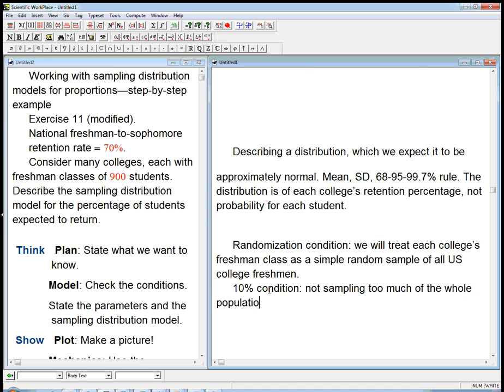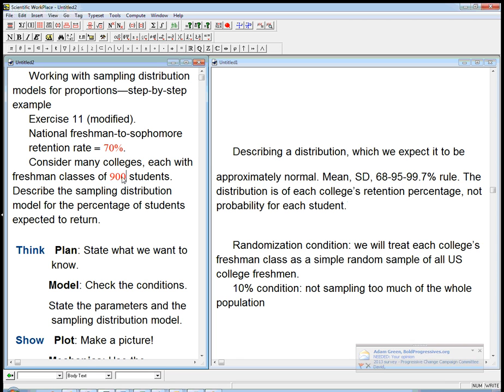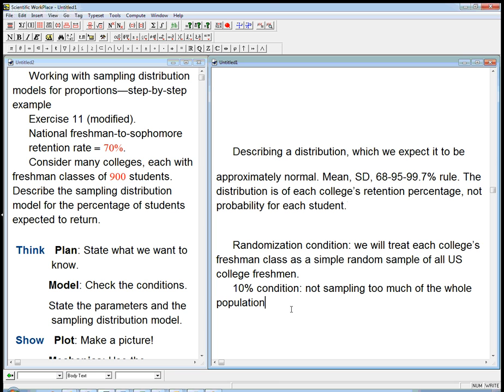You have to look at where this original percentage came from. The 70% was the national percentage of all freshmen going on to sophomore year, the retention rate. No matter how many colleges I sample, unless I sample a heck of a lot of colleges, I'm probably not going to be looking at more than 10%. And in particular, each time you sample 900 students, you're not using up a large proportion of the pool of national freshmen. So that's satisfied, since the sample size, 900, is much less than 0.1 times the total number of U.S. freshmen.